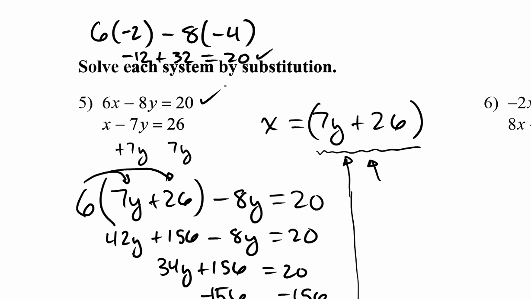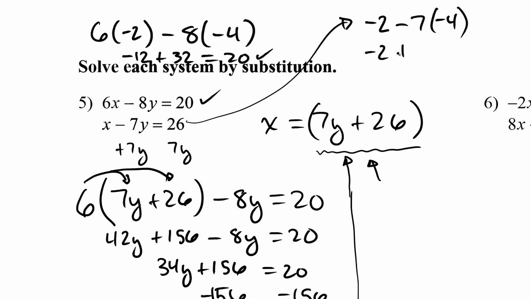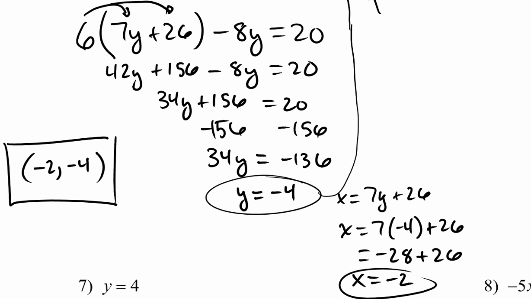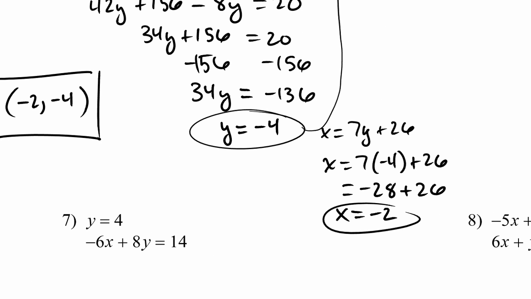In order for it to be a solution to the system, though, it must work in the second equation. So I'm going to plug in these values into the second equation as well. I'll have x, which is negative 2, minus 7 times negative 4, which looks like negative 2 plus 28. And negative 2 plus 28 is indeed 26, which is what it's supposed to be. So it works for the second equation as well. So again, my solution, and I checked it, is x is negative 2, y is negative 4.